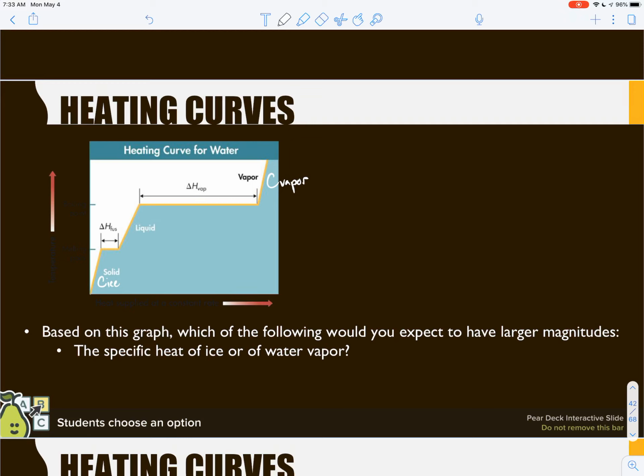Okay, trick question. They're similar. And how do we know that? Because they change temperature at about the same rate, right? So how do you tell the rate of the change of temperature on this graph? The slope for that particular section represents the rate of the change of temperature. And because they have similar slopes, they have similar C values.